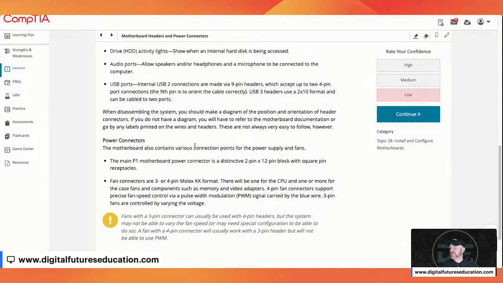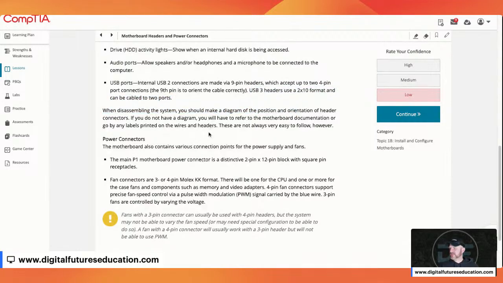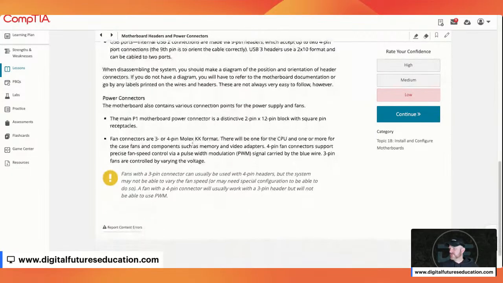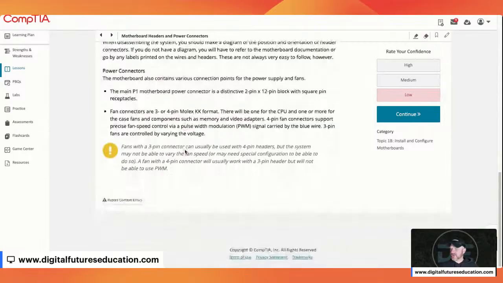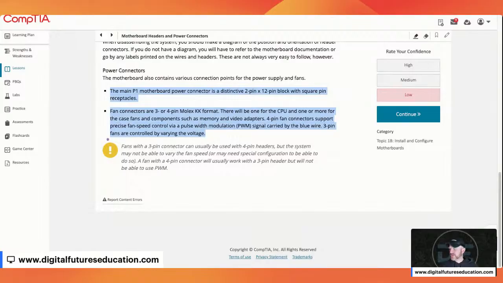When disassembling the system, you should make a diagram of the position and orientation of the header connectors. Power connectors. The motherboard also contains various connection power points for the power supply and fans. The main motherboard power connector is a distinctive 2-pin by 12-pin block with square pin receptacles. The fan connectors are 3 or 4-pin Molex KK format.